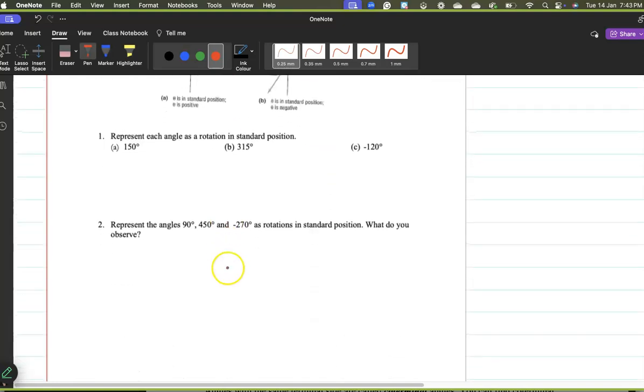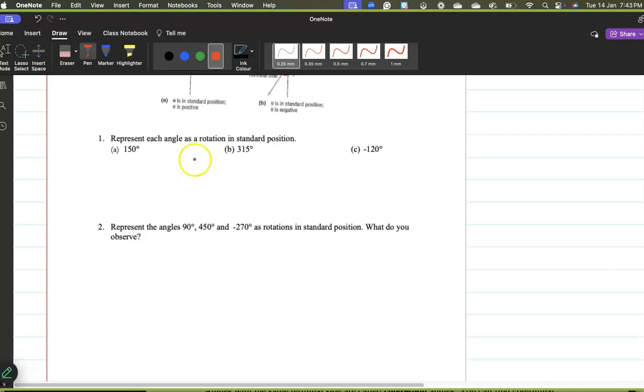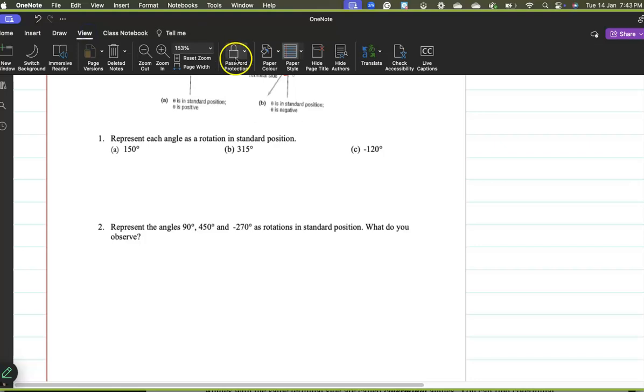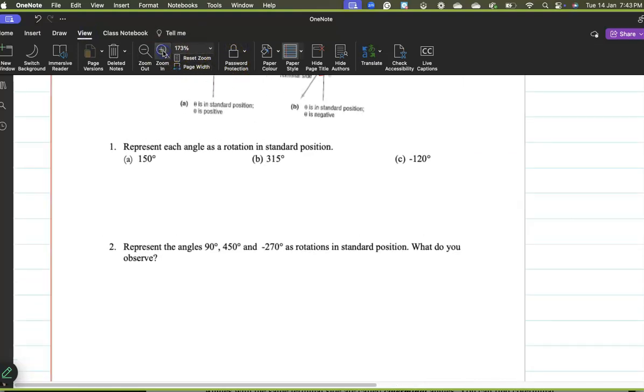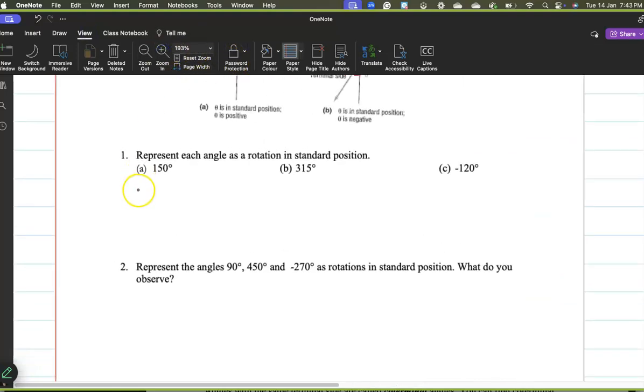Okay. So represent each of the angles like this. What you do is you have to just draw that. Let me zoom in. It's too small there. Okay. So when you're drawing that, you'll draw this. This is 150, it would go in here. So this is your 150 degrees. Correct? This is your X and this is your Y.